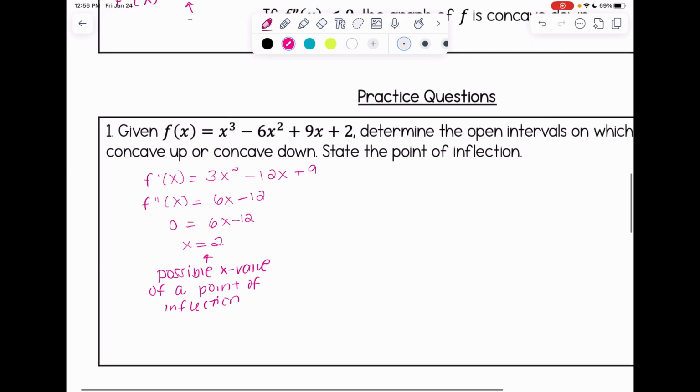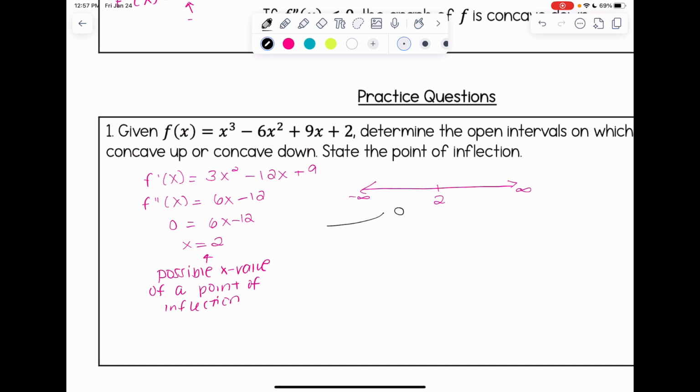So we're going to create a number line. We're going to use our possible point of inflection value as a breaker on that number line, and we're going to pick test values. We're going to pick something from negative infinity to 2 and from 2 to infinity. Let's say I pick 0. 0 is a nice, easy number to pick. If I pick 0, I'm going to plug that into the second derivative. When I do that, I'm going to get a negative value, and I put a negative above the number line to indicate that. Let's say I pick 3 as my test value over here. When I plug it into the second derivative, I get a positive.